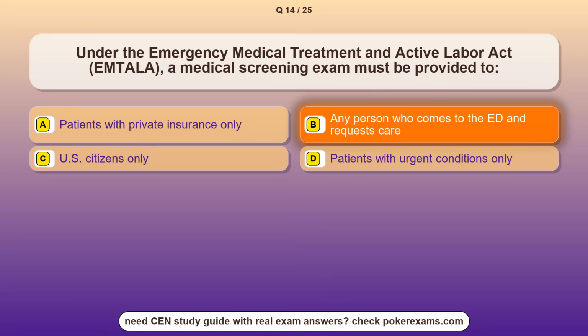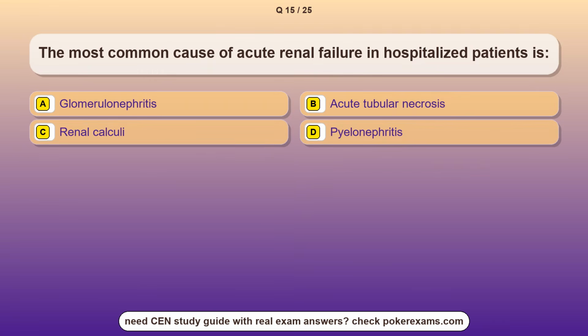The correct answer is option B, any person who comes to the ED and requests care. Question 15. The most common cause of acute renal failure in hospitalized patients is: Option A, glomerulonephritis. Option B, acute tubular necrosis. Option C, renal calculi. Option D, pyelonephritis.